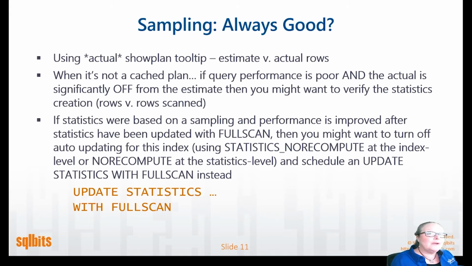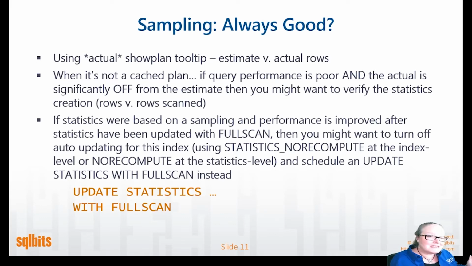Then what I might want to do, and this is a little bit of a tough one, is disable auto updating for that statistic and then make sure that you have a job that updates the stats with full scan. The way that you can disable updating stats with sampling is to use the no recompute option at the statistics level or the statistics no recompute option at the index level. But then you better make sure that you're doing an update statistics very regularly to get around the fact that you've turned off auto updating for that statistic. But I don't turn off auto updating at the database level.